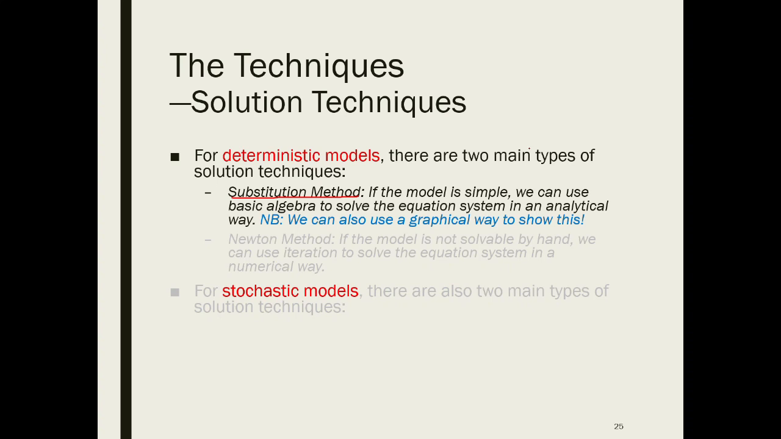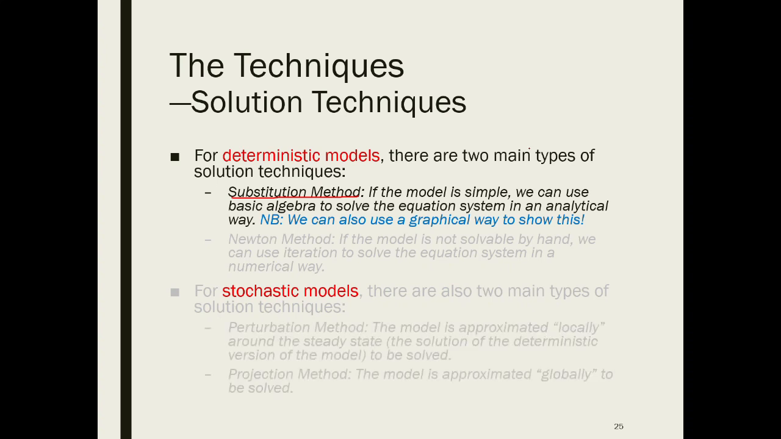For stochastic models, which we are not going to cover in this module, we use perturbation method and projection method to solve them. But again, they are PhD level techniques, so you don't have to worry about it for now. And I told you this just to show off my knowledge. Haha.